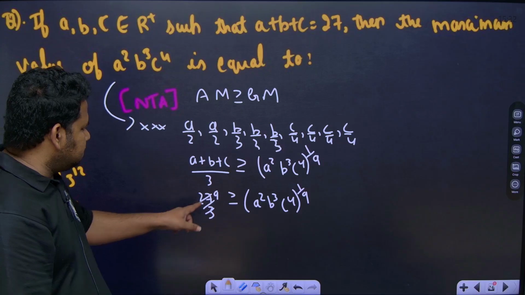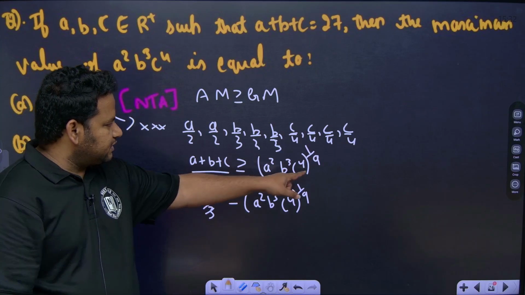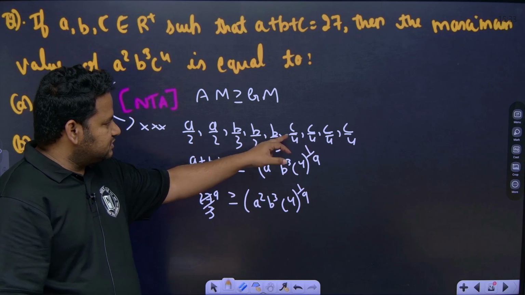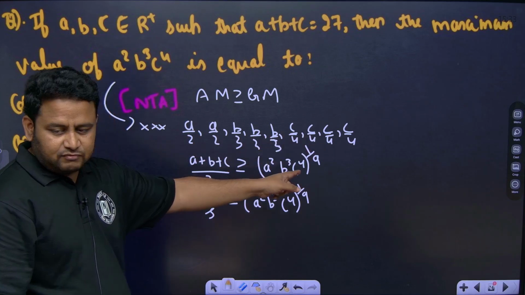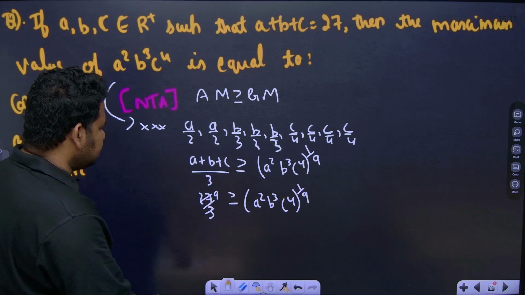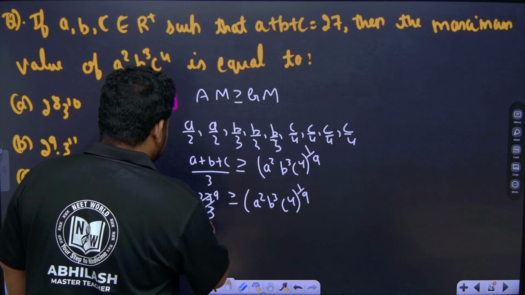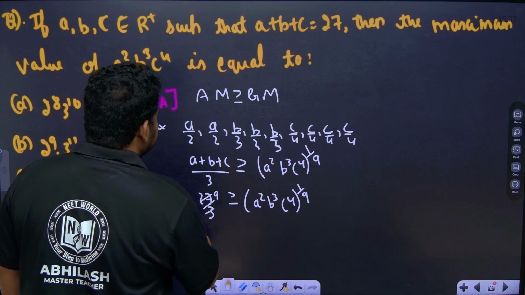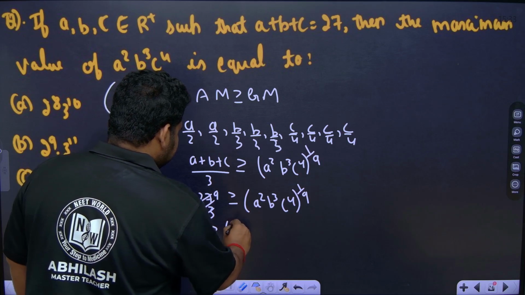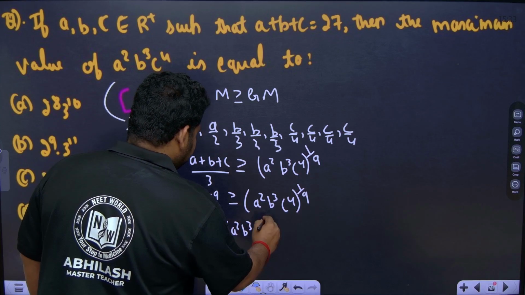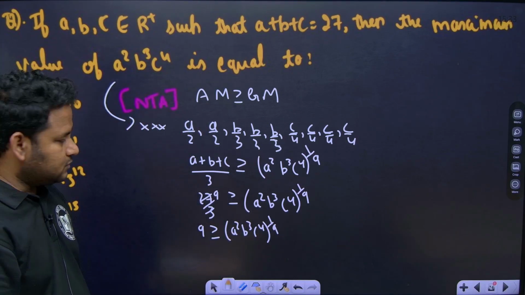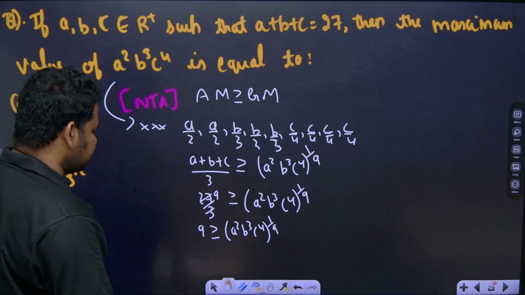Why 1 by 9? I told you, the number of terms is how much? 1, 2, 3, 4, 5, 6, 7, 8, 9, to the power of 1 by n. 1 by n, n here is 9. Understood? So now what should I do? I got 9 is greater than or equal to A plus B plus C equal to 27. This I can write as 9 is greater than or equal to A square B cube C to the power of 4, to the power of 1 by 9. 9 I can write as 3 square.